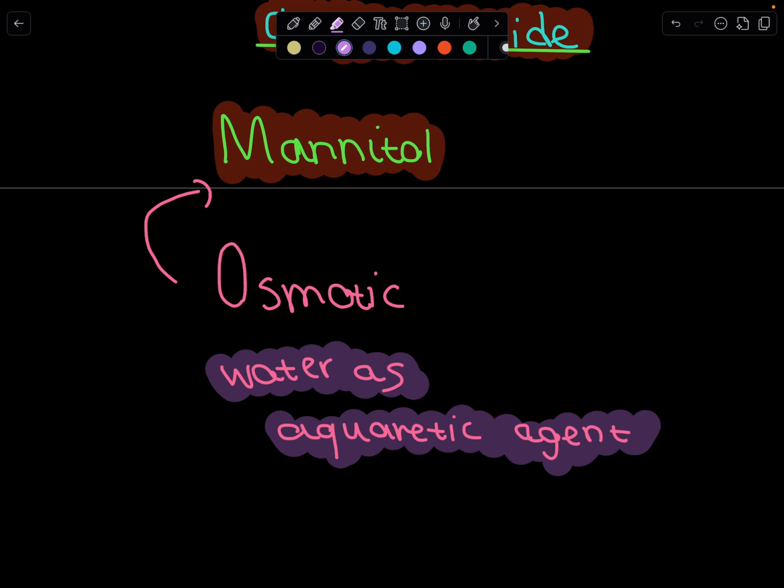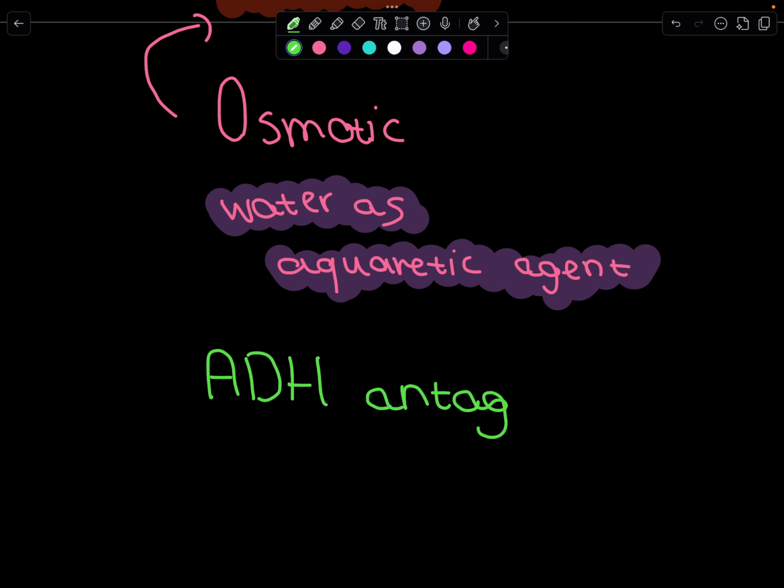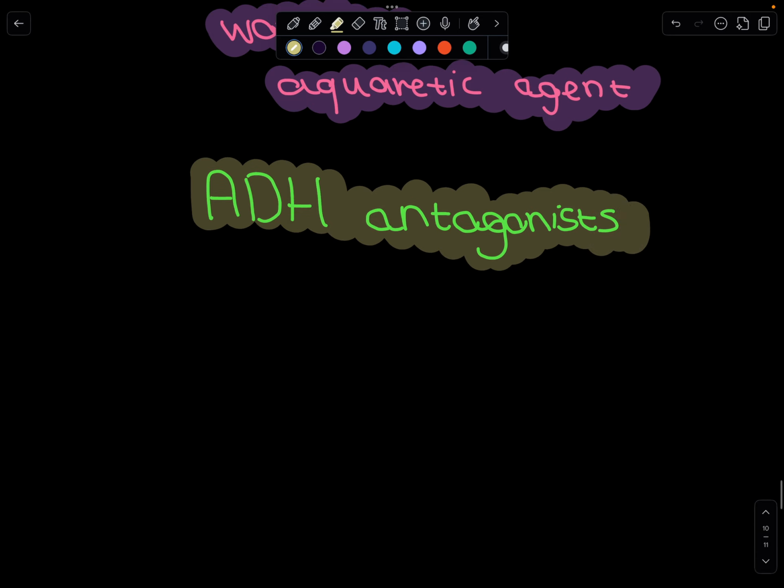Aquaretics, like tolvaptan or conivaptan, target aquaporin channels, specifically aquaporin 2 water channels in the collecting duct of the nephron. Unlike traditional diuretics that increase sodium and water excretion, aquaretics block vasopressin, antidiuretic hormone receptors, particularly V2 receptors, which normally stimulate aquaporin 2 insertion into cell membranes to reabsorb water. By inhibiting this, aquaretics reduce water reabsorption, increasing urine output of mostly water, not electrolytes, which is why they're called aquaretics.